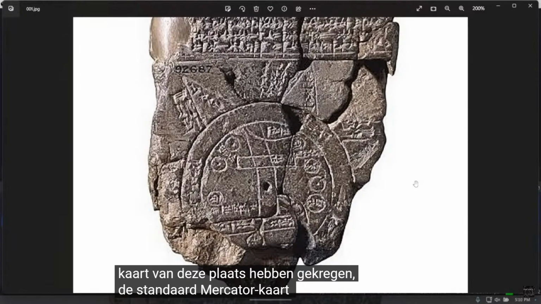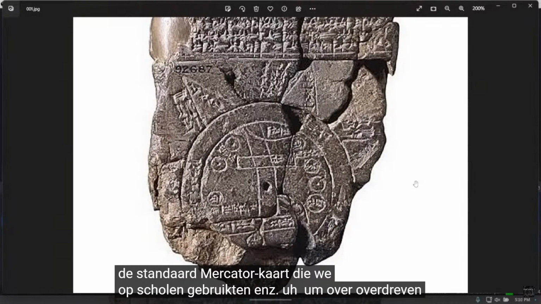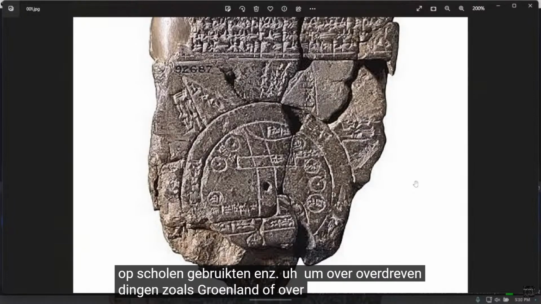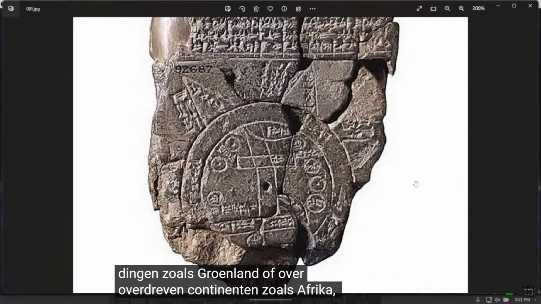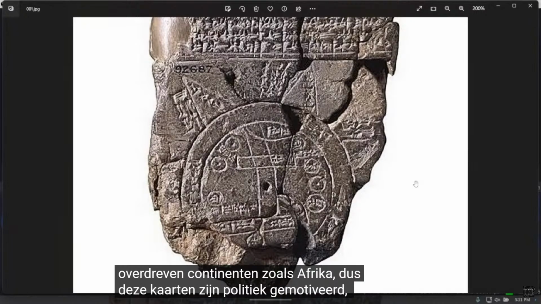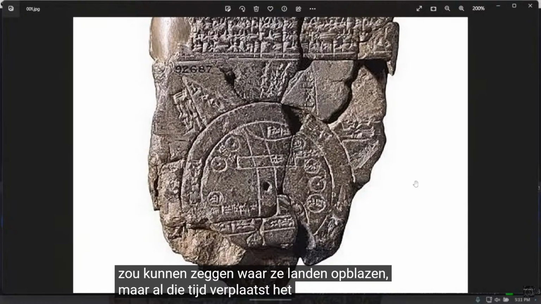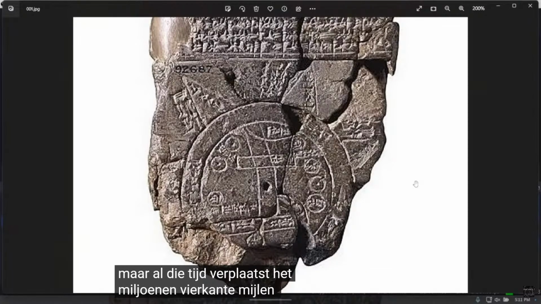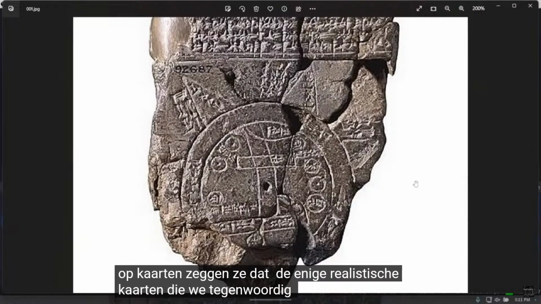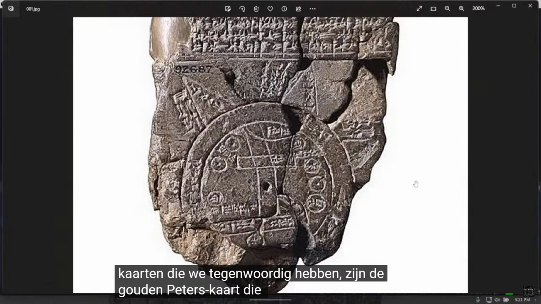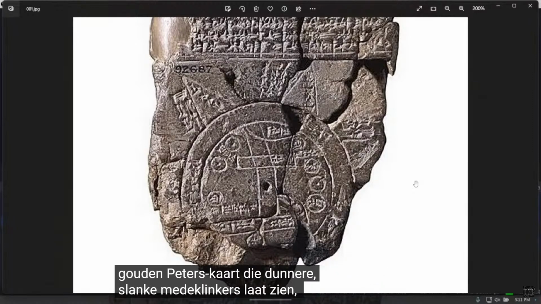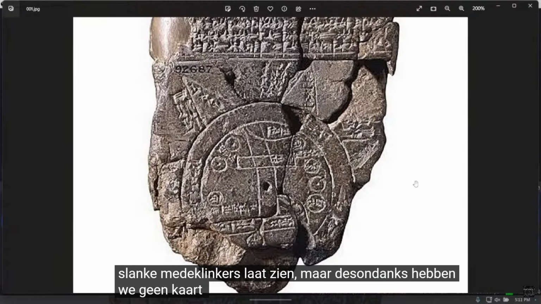The standard Mercator map which we used in schools, etc., over-exaggerated things like Greenland, or under-exaggerated continents like Africa. So these maps are politically motivated, you could say, where they inflate countries, but all the while it's displacing millions of square miles of water that are just covered with fictitious lands on the maps. They say that the only realistic map we have in the modern day is the Gall-Peters map, which shows thinner, slender continents. But regardless of that, we haven't got a map of this place.